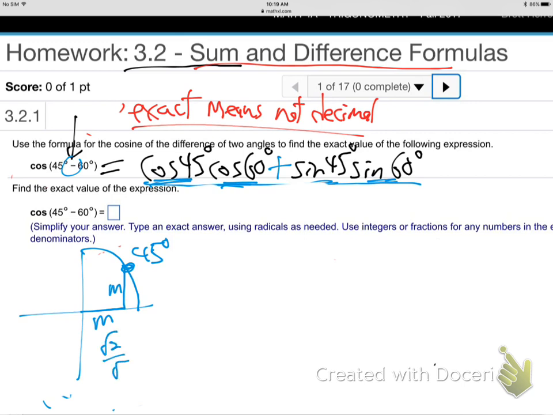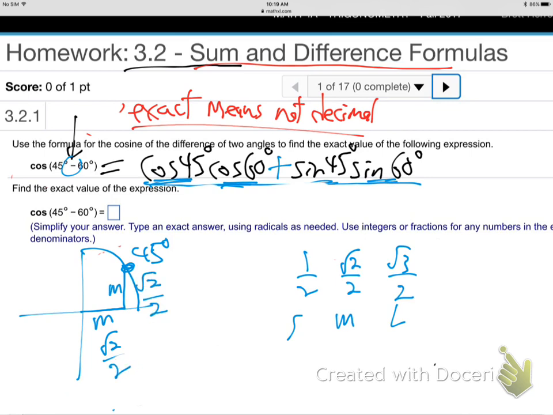So remember the small, medium, large? It's 1 over 2, root 2 over 2, root 3 over 2. Right? 1, 2, 3 over 2. Remember that? Small, medium, large. So this is medium, so it's root 2. Whoops, it's root 2 over 2.